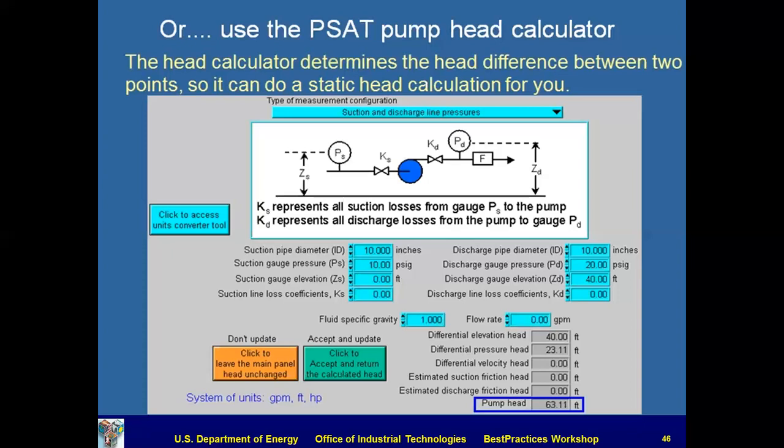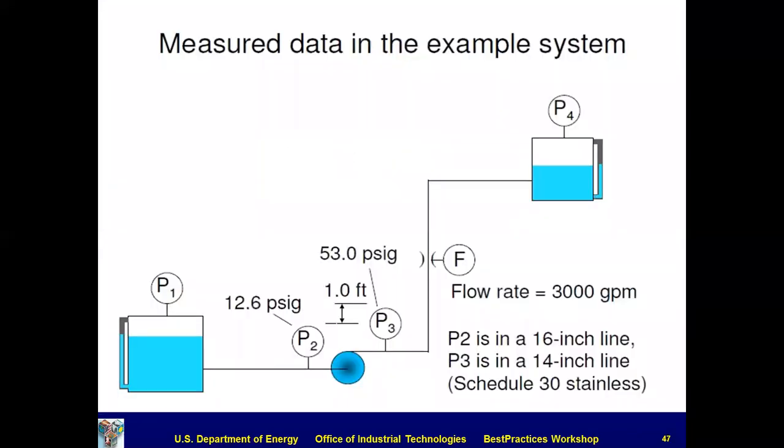Okay, so this totals up to the 63.1 feet that we had previously. Now we're going to move on to the pressure information. We've got a discharge gauge of 53 PSIG and a suction of 12.6. In this case, we're allowing the suction line to be 16 inches and the discharge line to be 14. And they're Schedule 30 stainless if you wanted to really look up the IDs.